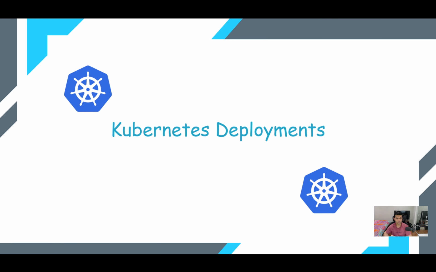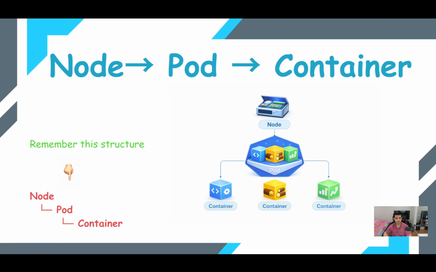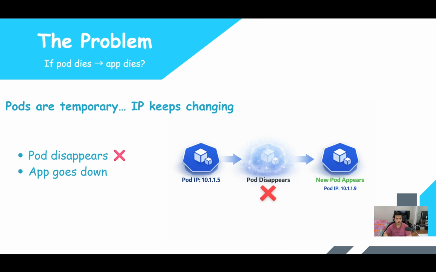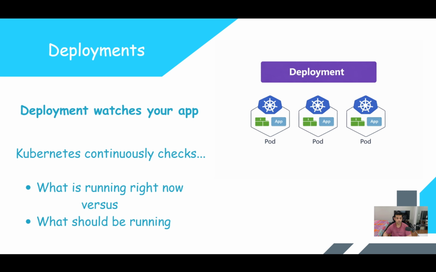So far in this series, we have learned an important thing. Applications in Kubernetes run inside pods. But pods are not permanent. They can crash, they can disappear, and they can restart at any time. If your application lives inside a pod, what happens when the pod dies? If nothing is watching it, your application is simply gone. This is where Kubernetes needs a manager, something that keeps an eye on your app all the time. And that something is called deployments.